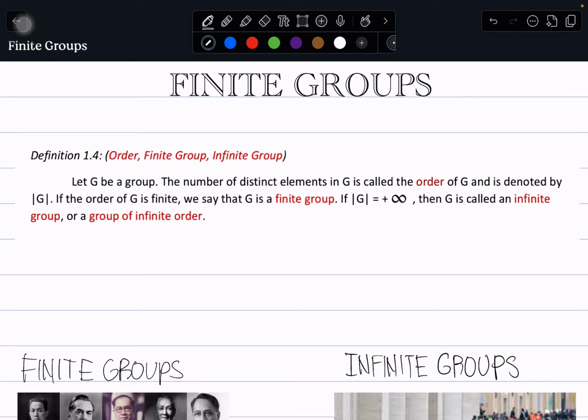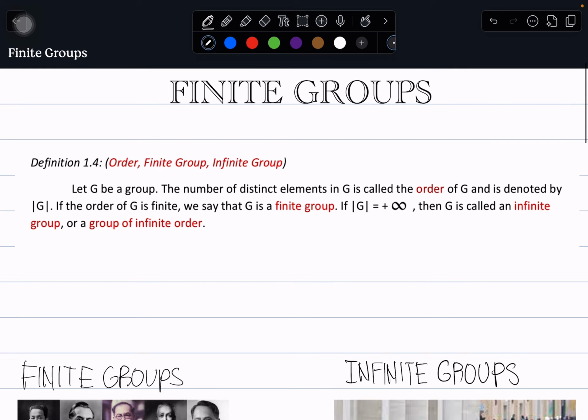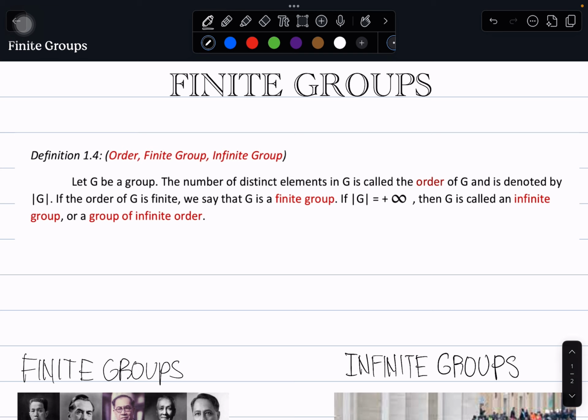Okay, so for today, we will be discussing finite groups, and I am teacher Joseph, and I will teach you everything you need to know about finite groups. So let's first look at the definition. Definition 1.4 about order, finite group, infinite group.